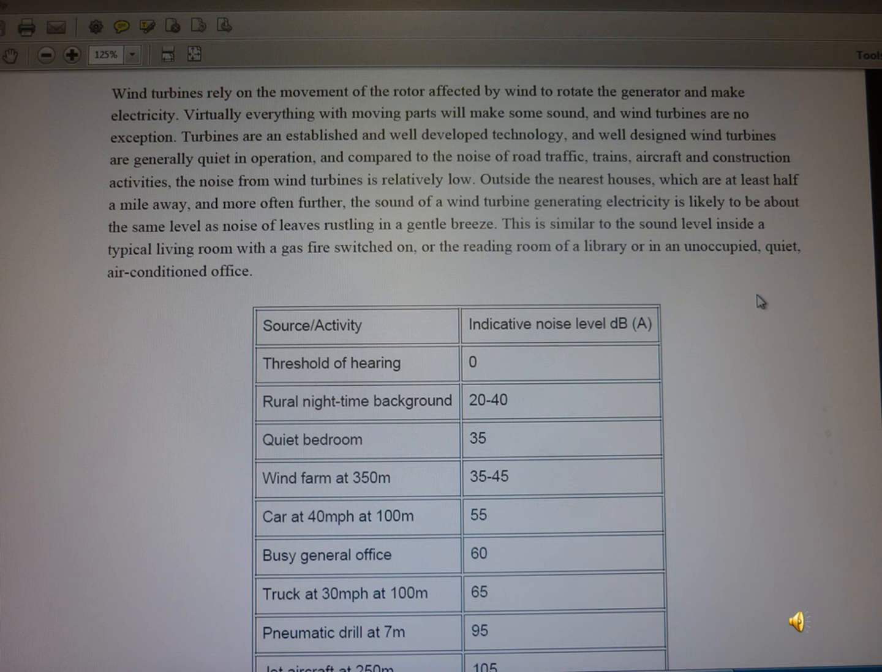Outside, the nearest houses are at least half a mile away, and more often farther. The sound of a wind turbine generating electricity is likely to be about the same level as the noise of leaves rustling or a gentle breeze. This is similar to the sound level inside a typical living room with the gas fire switched on, or the reading room in a library, or a quiet air-conditioned office. Then you can see there is a source of activities and the indicated noise level in decibels. There is a table where you can see the kind of activity and the noise level.